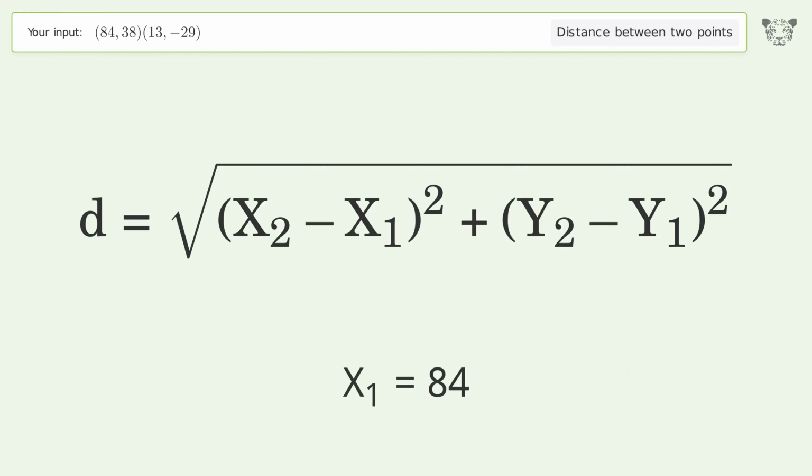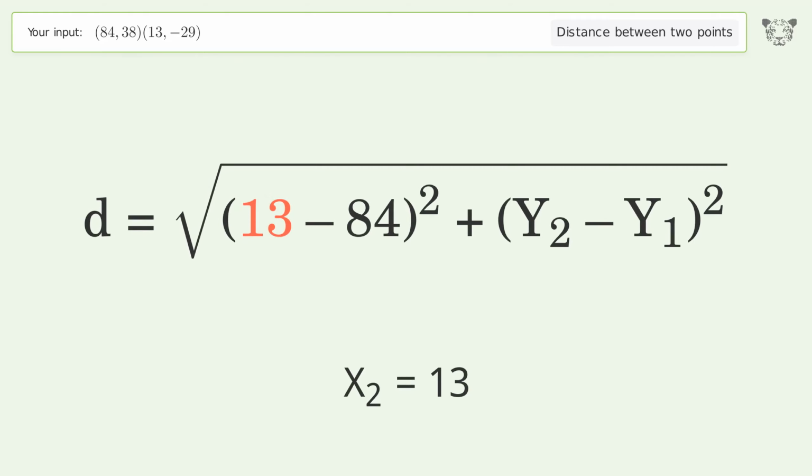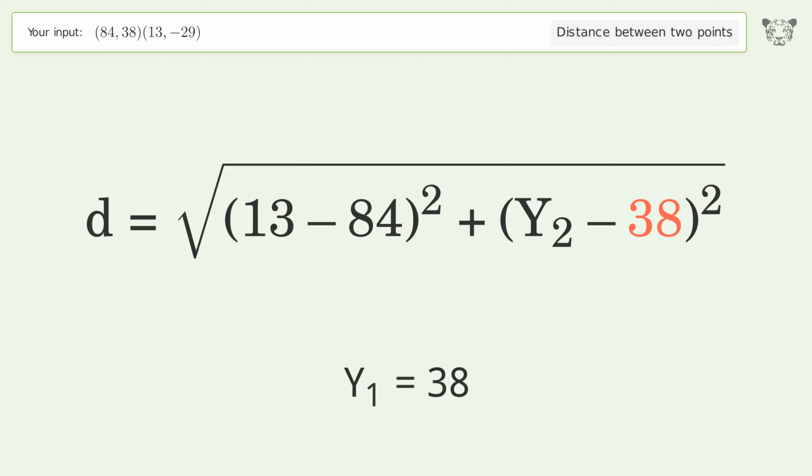x1 equals 84. x2 equals 13. y1 equals 38. y2 equals negative 29.